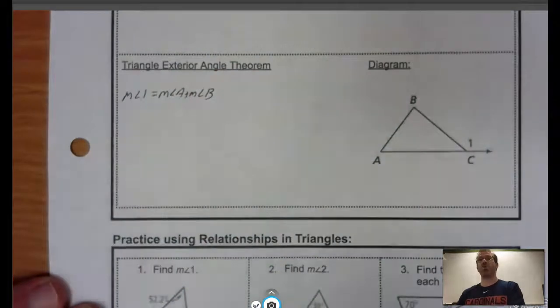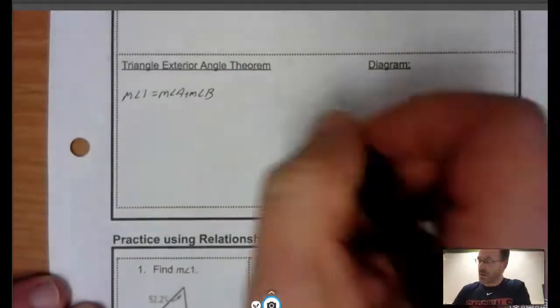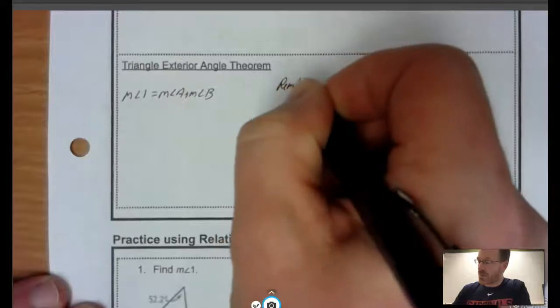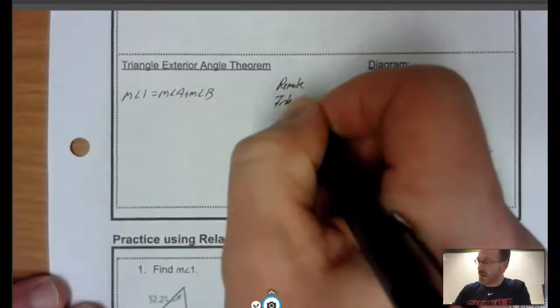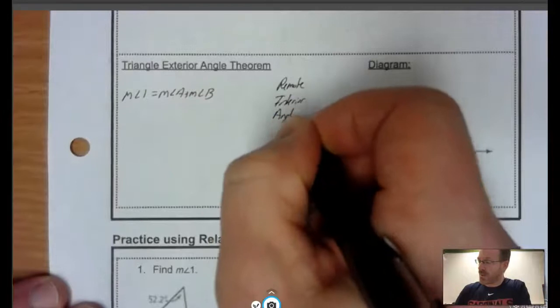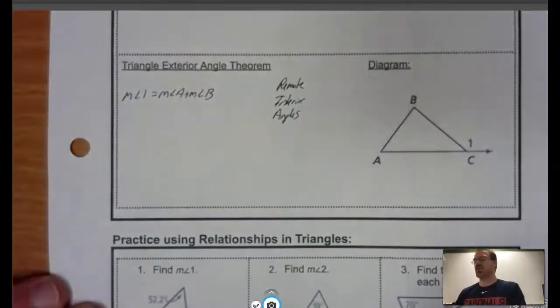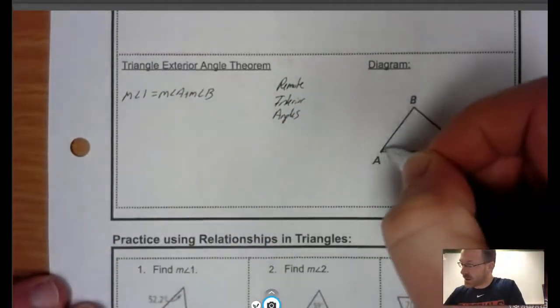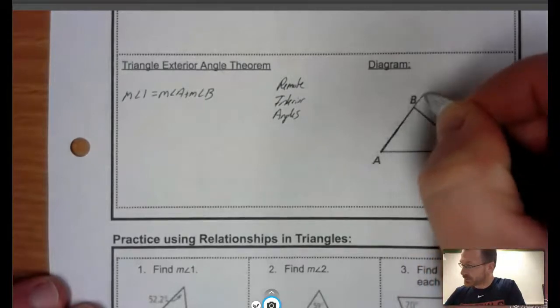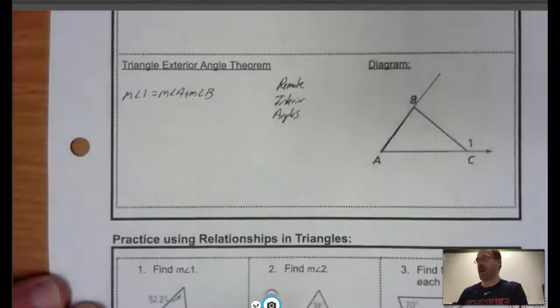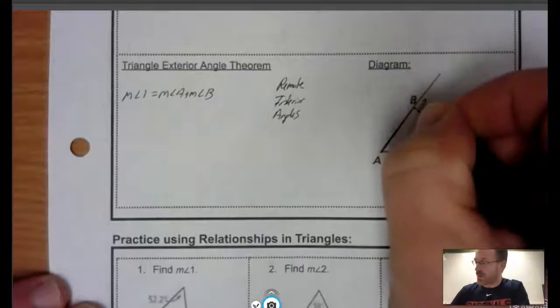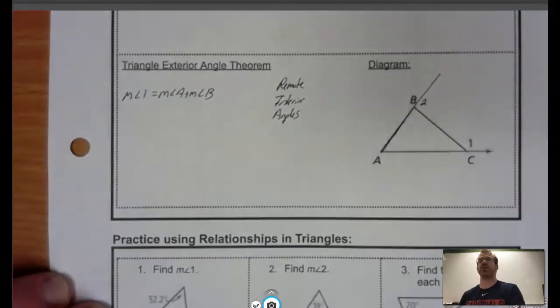So remote interior angles, all right? I'm going to write that here. Remote interior angles. Now notice I could extend this side this way, and I could create another exterior angle here. So let's call this exterior angle 2 here.